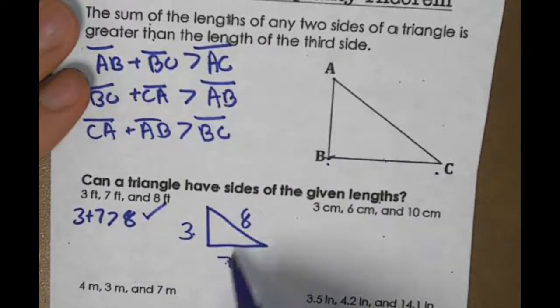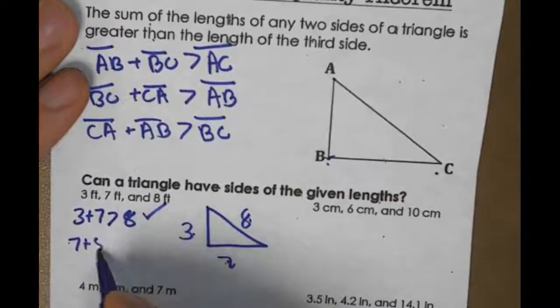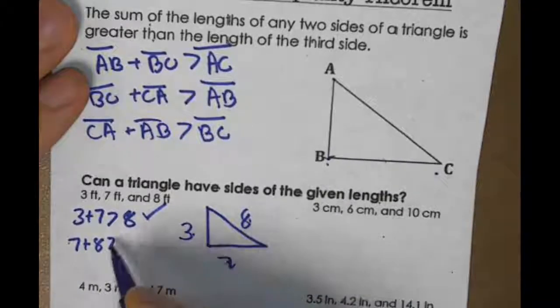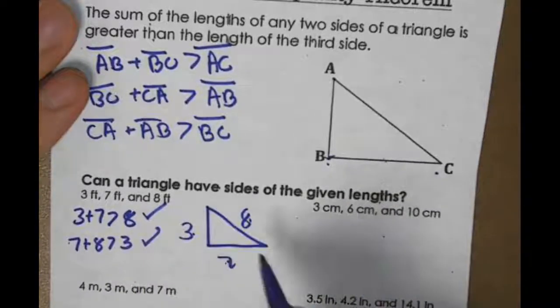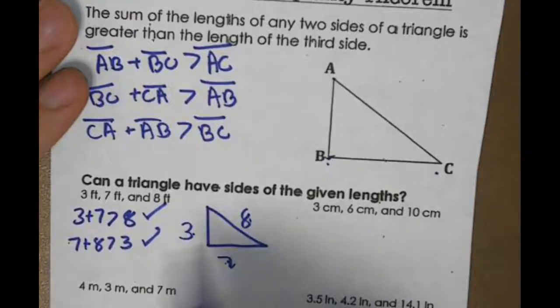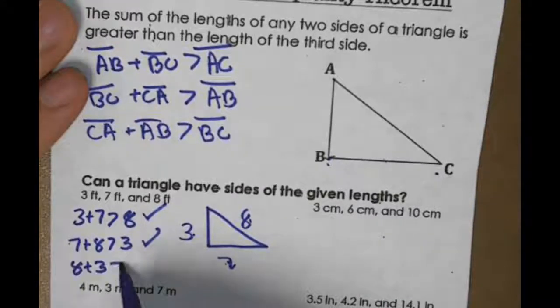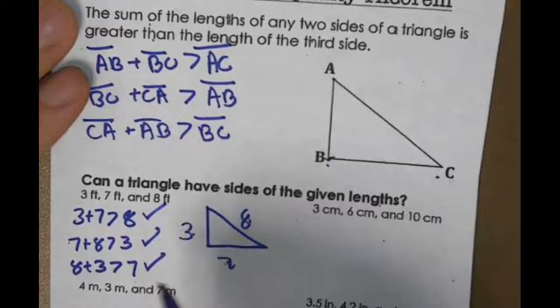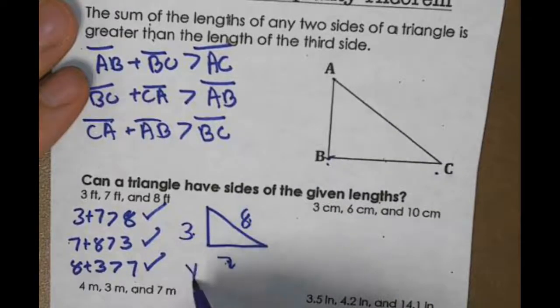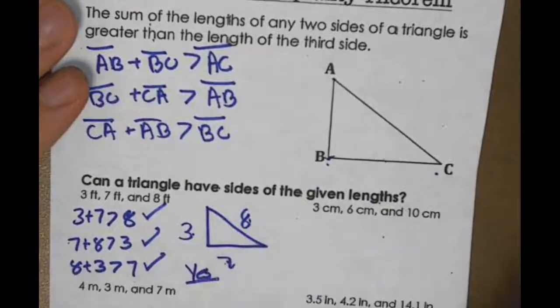How about 7 plus 8? Is 7 plus 8 greater than 3? Then we're going to put a check mark. How about 8 plus 3? What does that have to be greater than? So is that true? Yes, it is. So if you have 3 check marks, then yes, this can be a triangle. Try doing the next one on your own.